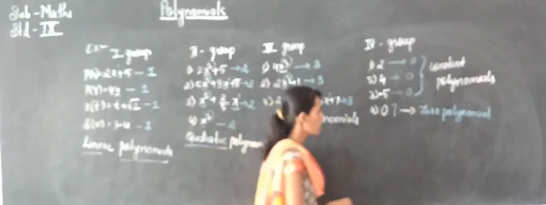Whatever non-zero number you choose, the degree of that number will be 0. Then what about 0 itself? What is the power of 0? This we call the zero polynomial. This is the example of a zero polynomial. What about the degree of the zero polynomial? The degree of the zero polynomial is not defined.